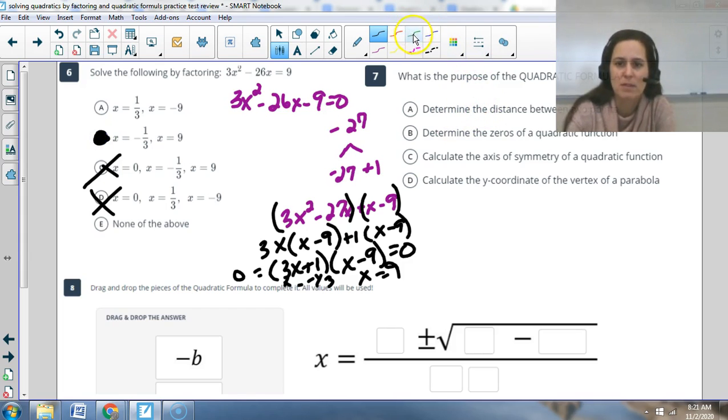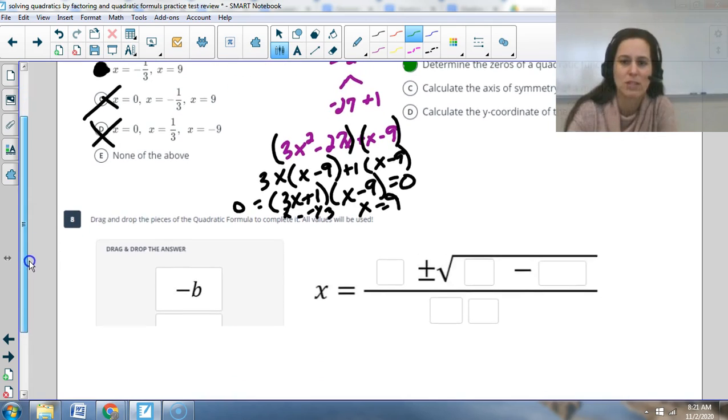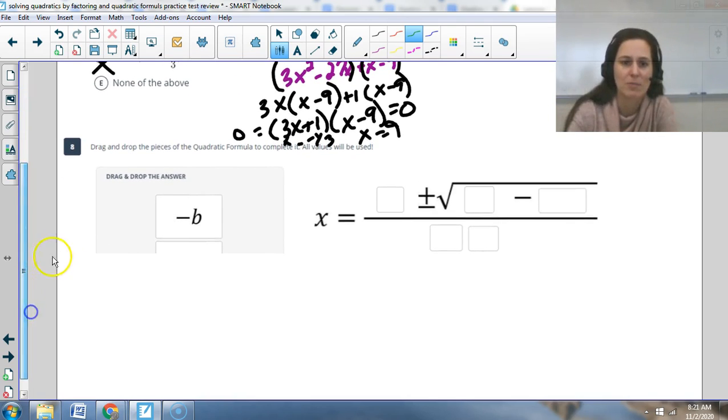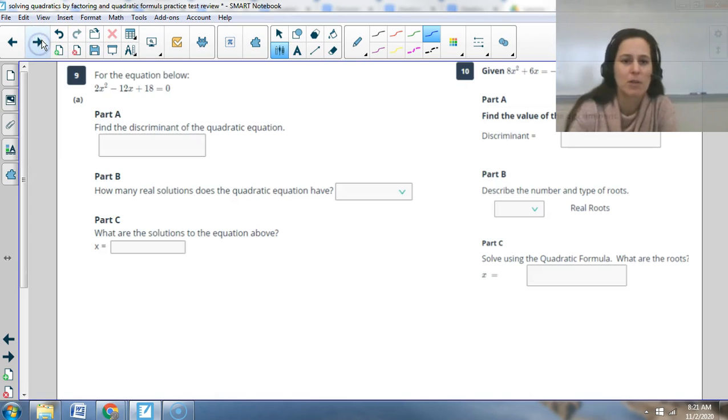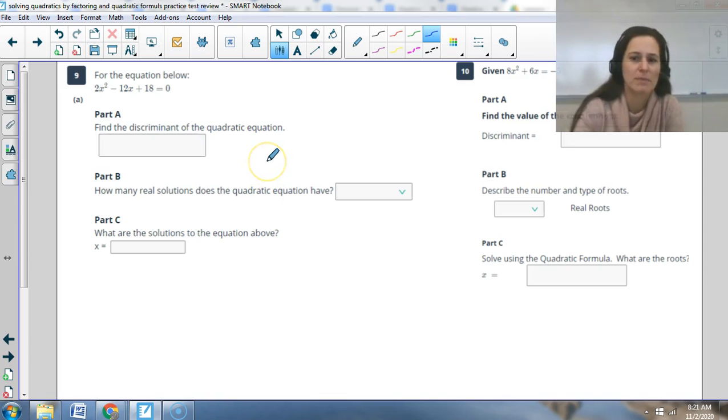What's the purpose of the quadratic formula? It is to determine the zeros of the quadratic function. We're trying to figure out where it crosses the x-axis, or the x-intercepts. This one we have to actually plug in or drag and drop all the parts into the quadratic formula. So you have negative b plus or minus the square root of b squared minus 4ac, all over 2 times a. Okay. Number 9 says for the equation below, find the discriminant.